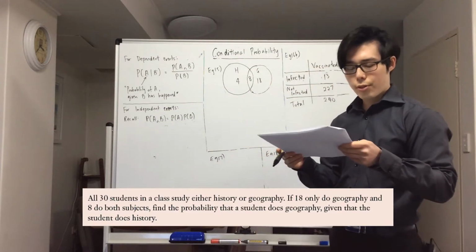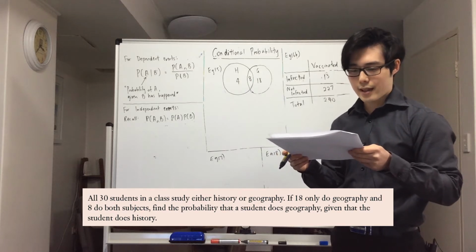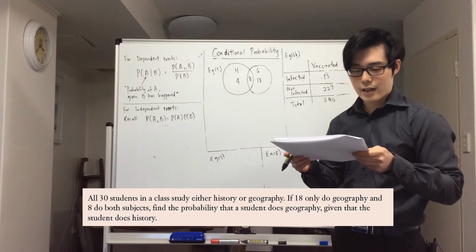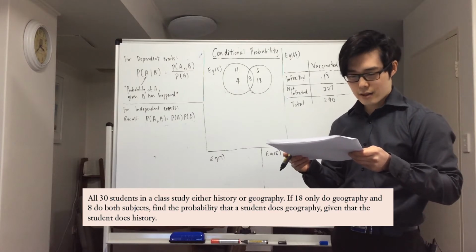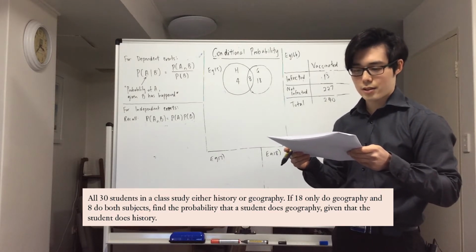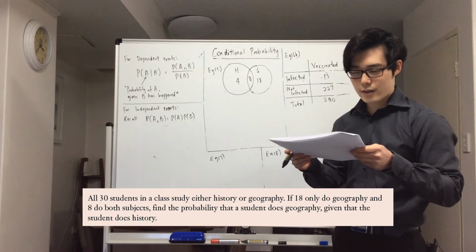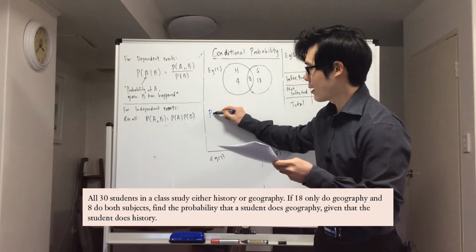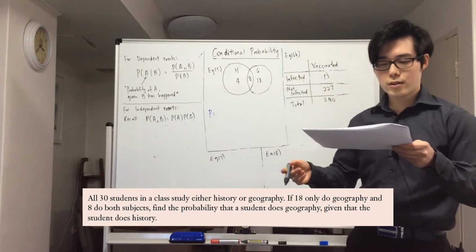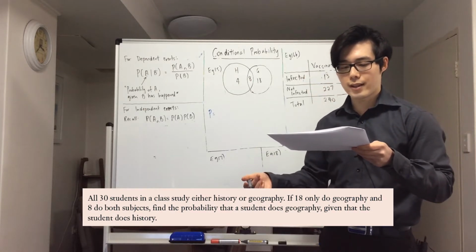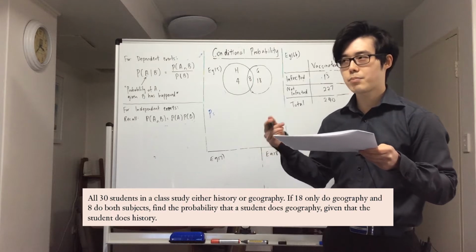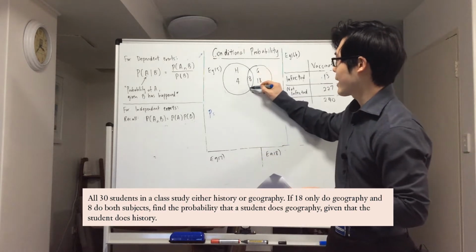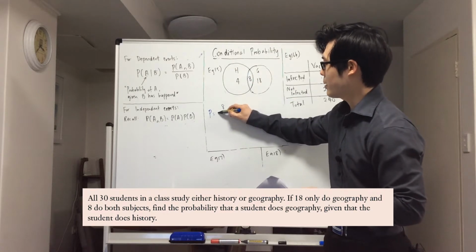It says all 30 students in a class study either history or geography. If 18 only do geography and 8 do both subjects, find the probability that a student does geography, given that the student does history. So if we're trying to find the probability of a student does geography given that the student does history, that means find the probability that a student does both geography and history, which in this case is obviously 8 because that's the number in between history and geography.